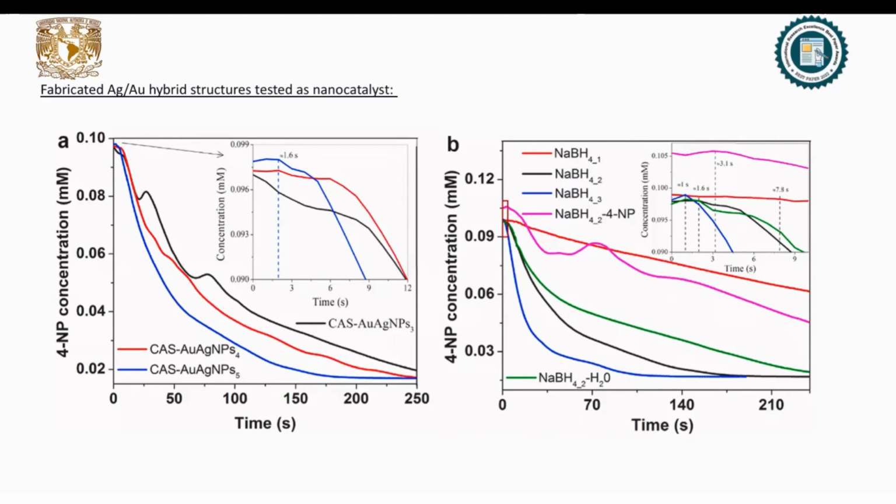Similarly, we used different concentrations of borohydride, the reducing agent. When we use almost 300 times higher concentration compared to 4-nitrophenol, the induction time is less than 1 second. It is a very beautiful thing, but here we have to use a lot of sodium borohydride, almost 300 times more concentration than the 4-nitrophenol concentration.